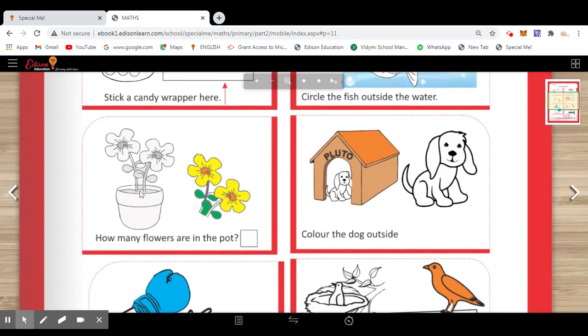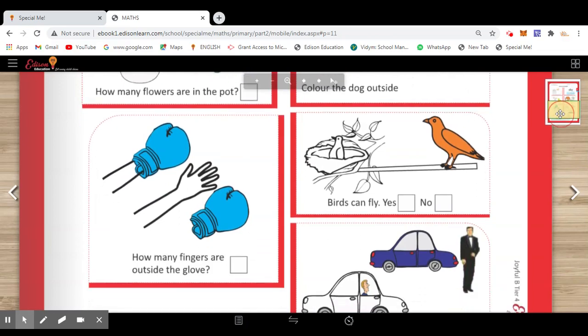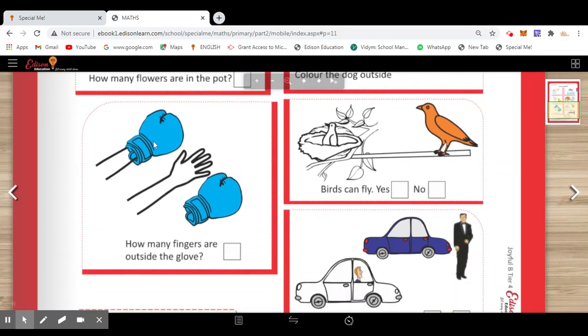Next, flowers are inside the pot. These flowers are inside the pot and these flowers are outside the pot. Now look at the next picture. This is a dog. So this dog is inside the house and this dog is outside the house. Inside, outside. Next, this hand is inside the gloves and this hand is outside the glove. ये glove के अंदर है और ये gloves के बाहर है.